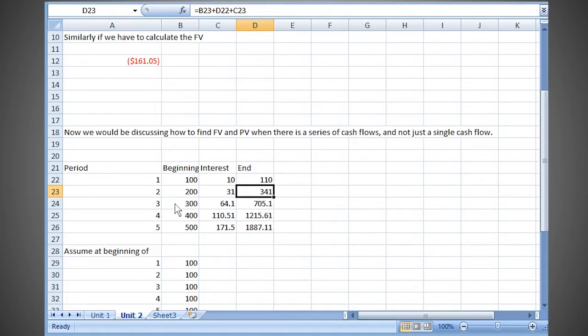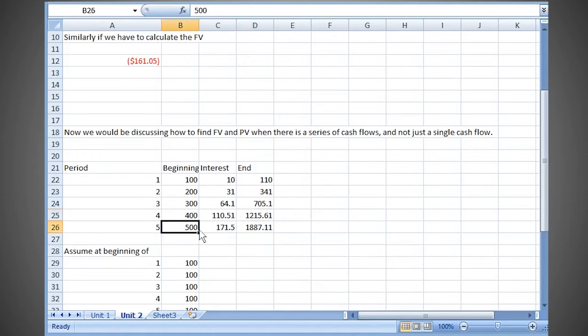In the same way, in the next year, 300 rupees is invested. Interest is 64.1, which is 300 plus 341, which is 641, 10% of that, 64.1. Total comes to 705.1. This 705.1 is the total of 341, 300 and 64.1. Similarly, for the next investment of 400, we get interest of 110.51, which is 705.1 plus 400, the interest on that, which is equal to 110.51. So the total comes to 1215.61.